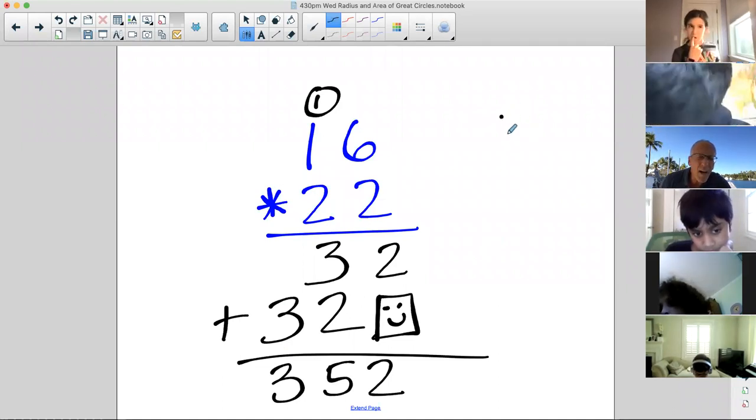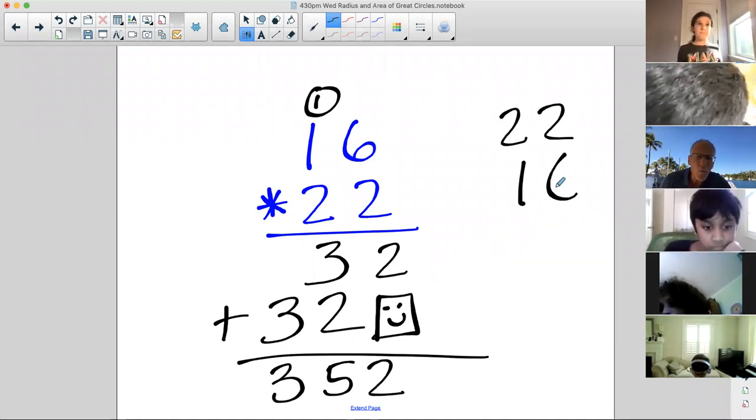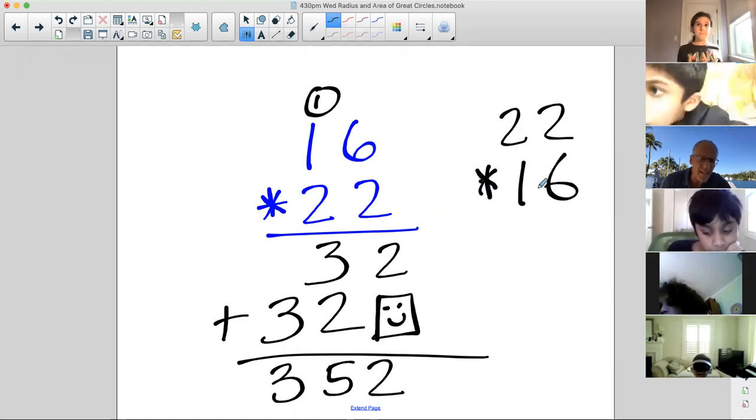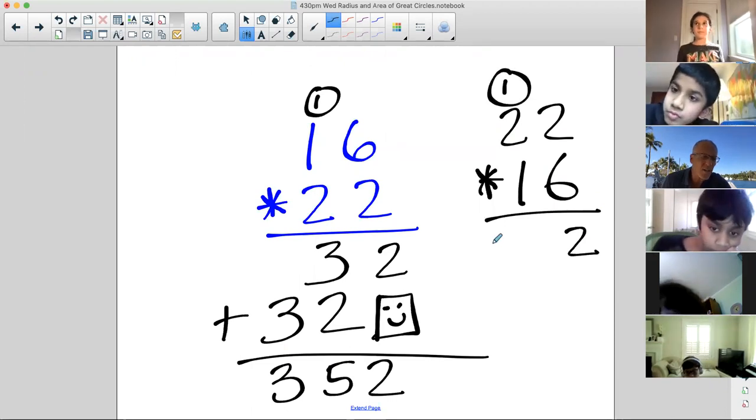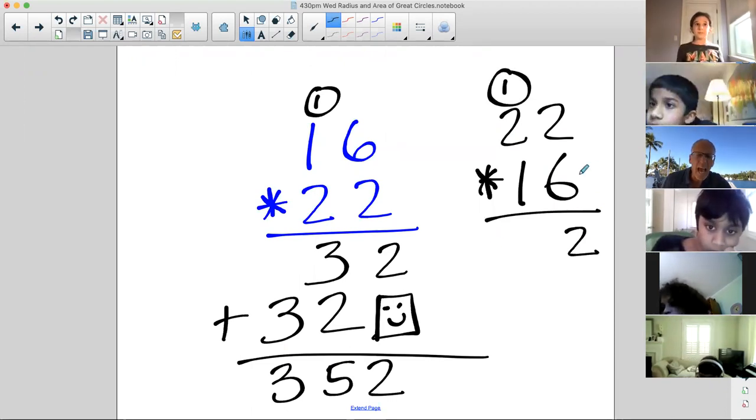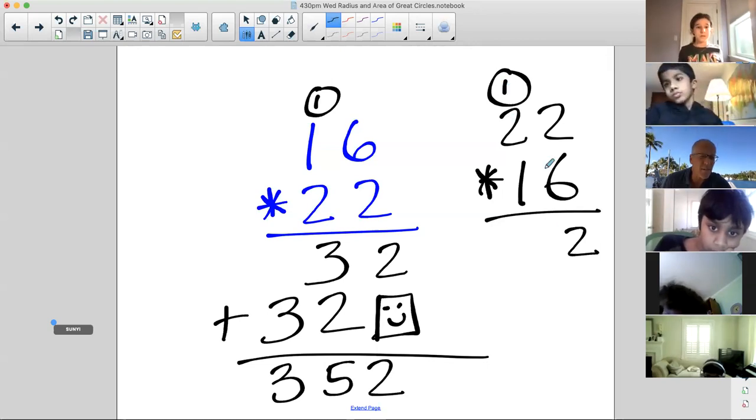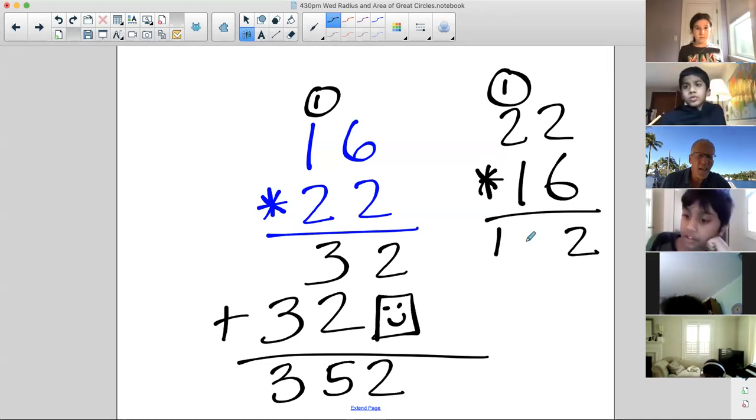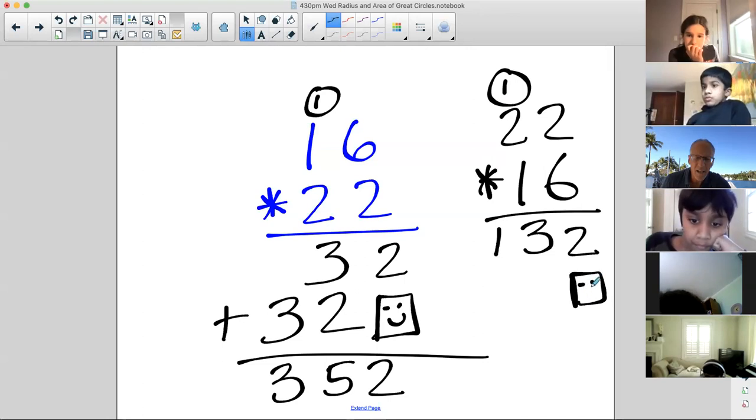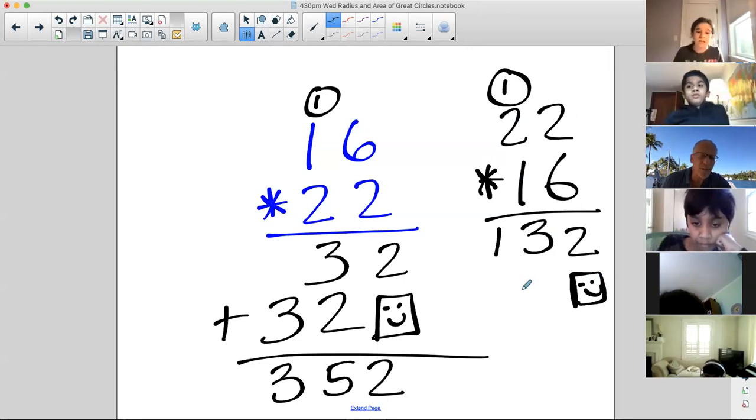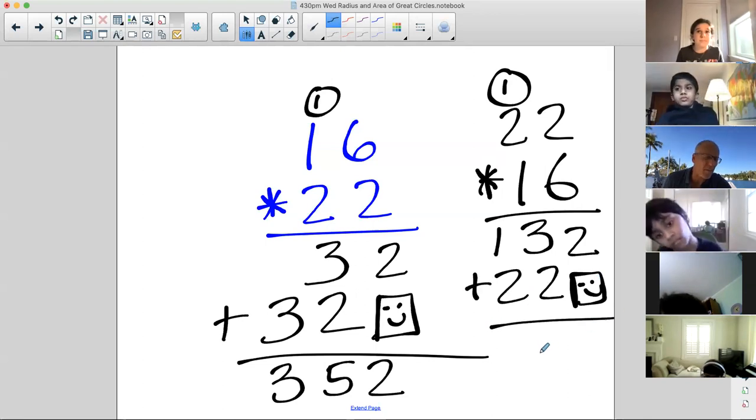Now, what if we did it the other way around? What if we did 22 times 16 and did 6 times 2 is? Say 12. And 6 times 2 plus 1 is? 13. Placeholder for the 1. And 1 times 22 is just? 22. Add them together and what do you get? 352.